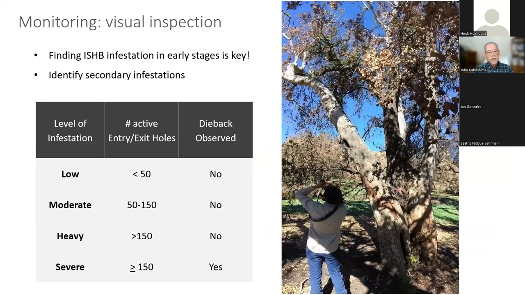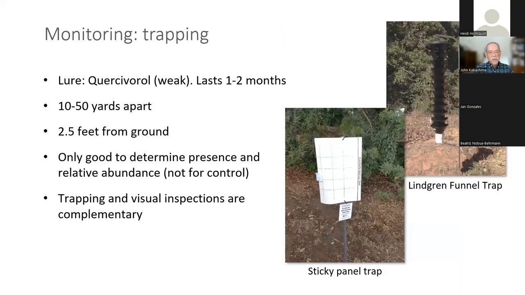So we have developed some measurements of infestation. We're saying a low infestation is less than 50 entry holes. Moderate is 50 to 150 and no dieback. Heavy is greater than 150 with no noticeable dieback. And severe is greater than 150 entry or exit holes and dieback. Those severe trees really are the ones that become your amplifier trees, the heavy and severe. And those really need to be removed if possible.